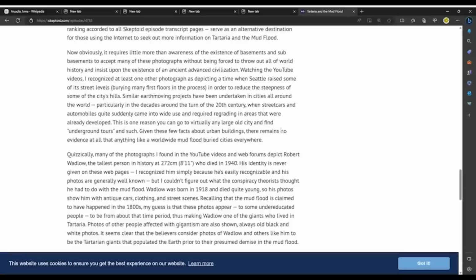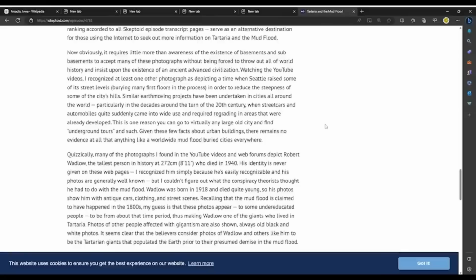Moving on. Similar earth-moving projects have been undertaken in cities all around the world, particularly in the decades around the turn of the 20th century, when streetcars and automobiles quite suddenly came into wide use and required regrading in areas that were already developed. Yes, like New York City, for example. Manhattan had to do a massive regrading project, didn't they? This is one reason you can go to virtually any large old city and find underground tours and such.